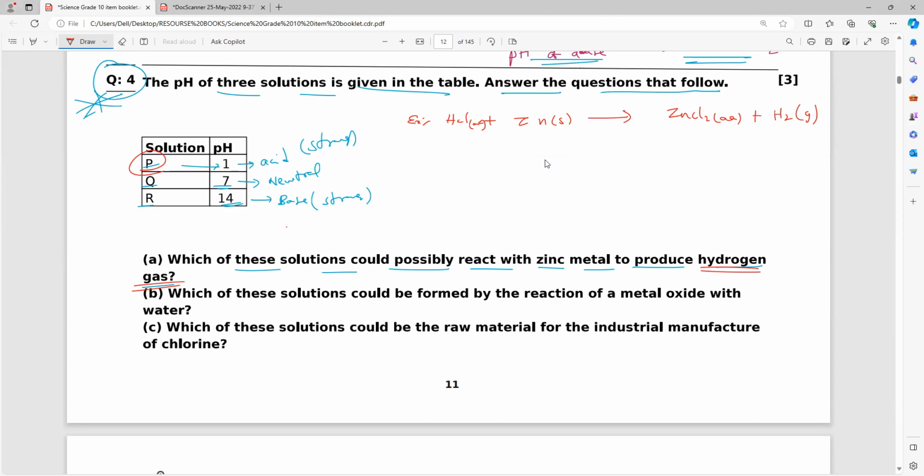Zinc reacting with what? Sodium hydroxide, NaOH. Is there a reaction or not? The most popular equation. What is the equation? Just now I told you also. That is very important.